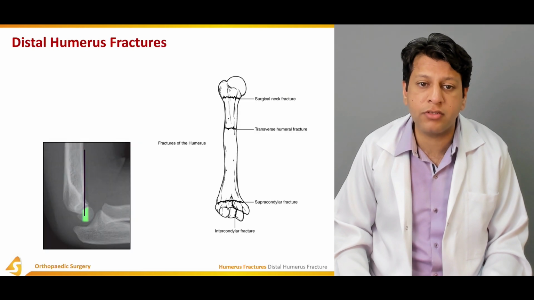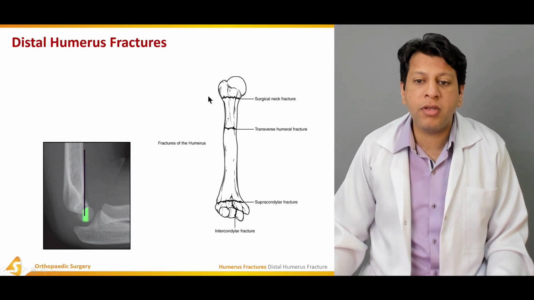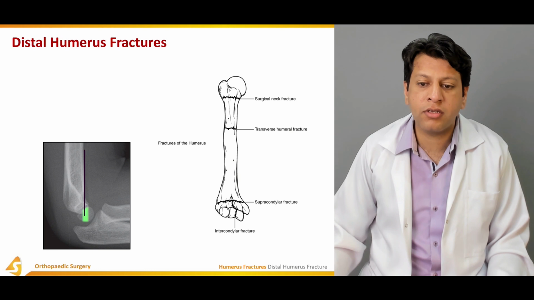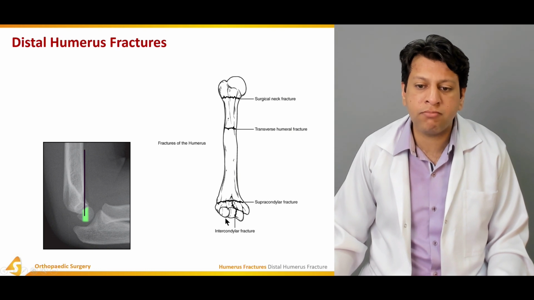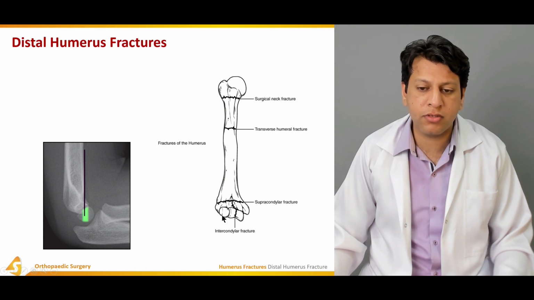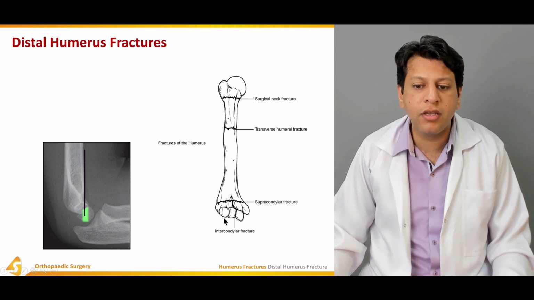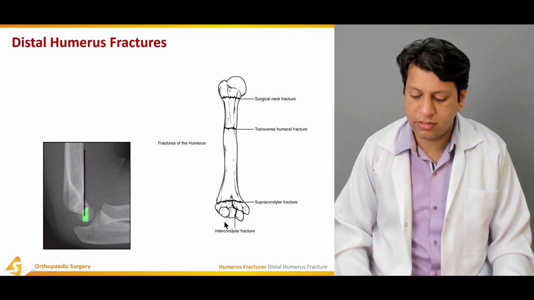As you know, the humerus is mainly divided into the proximal 1/3, the middle 1/3, and the distal 1/3. The distal 1/3 has condyles, called the medial and lateral epicondyles as well, which form a joint with the trochlea, and the elbow joint is formed between the radius and ulna.